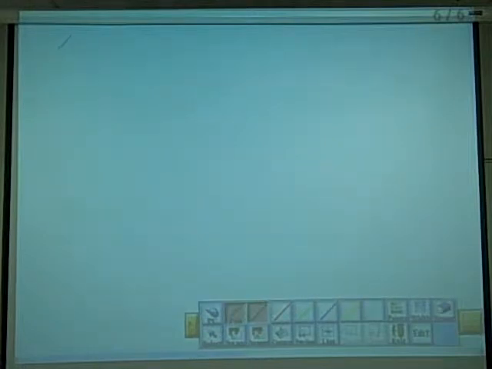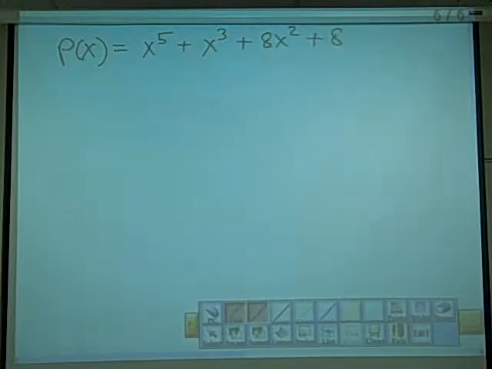Problem. Here we have P of x is equal to x to the fifth plus x cubed plus 8x squared plus 8. And anytime we have four terms, we want to see if we can use factor by grouping.